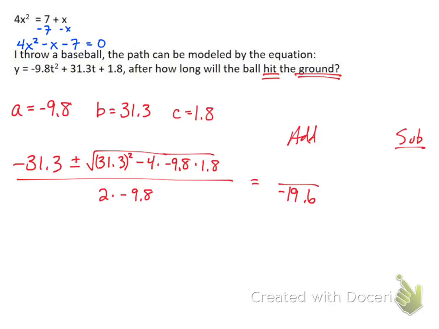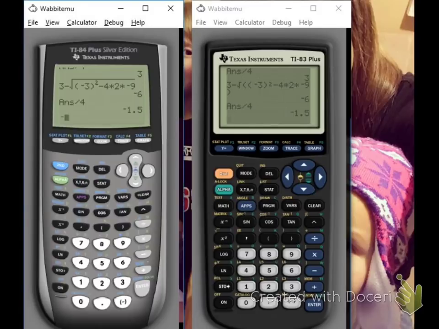And so when I do the top here, I go negative b, which is 31.3, plus square root of parentheses 31.3 squared minus 4 times -9.8 times c, which is 1.8. And so I get 1.107. I'm going to divide that by -19.6. And I get -0.05.